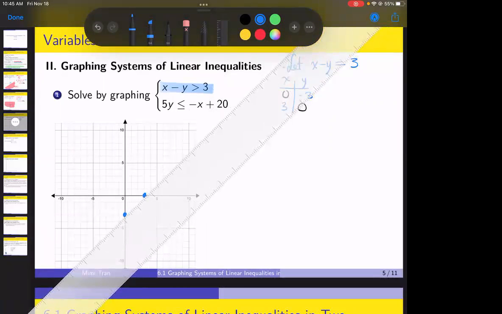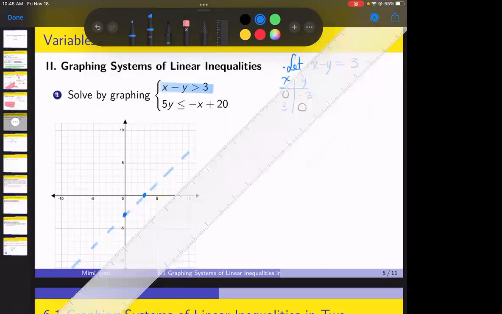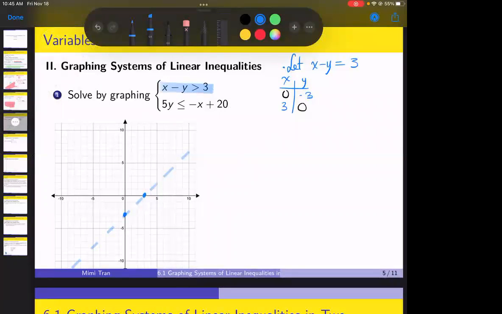Dash or solid? On the exam, be careful. It's just very easy to forget. You know, just remember it has to be dash or solid. And then you pick a test point. My favorite, if the line does not go through the origin, pick 0, 0. Zero, 0 right there. Sorry, can you guys see?